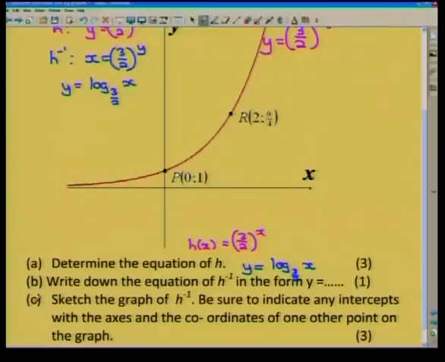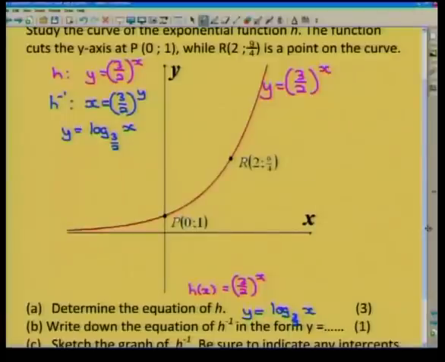Now we don't reinvent the wheel. We know that if it's an inverse, everything is going to swap. The x's and y's are all going to interchange. So in actual fact, we can use the points we've got for h to draw h to the minus 1. So let's go and do that. Let's pull this question down. We know that this is (0, 1), so we know we're going to have a point here, (1, 0). We know this point, so we know that this point over here is going to be (9/4, 2).